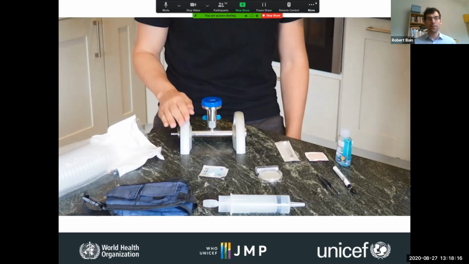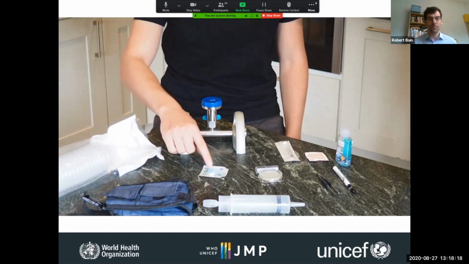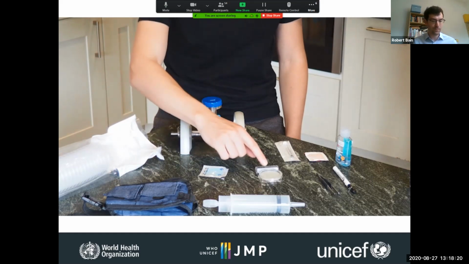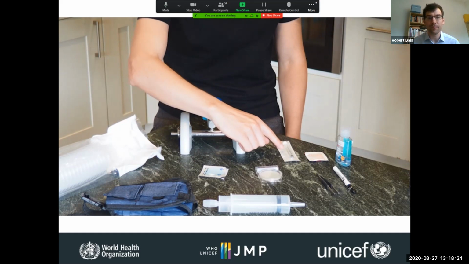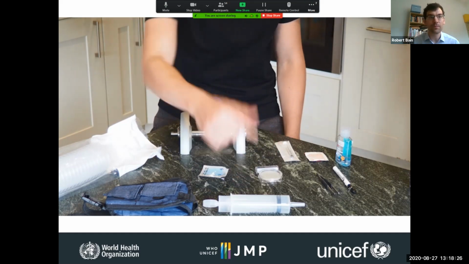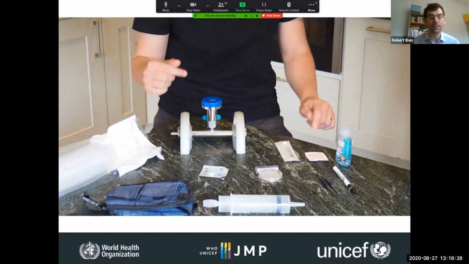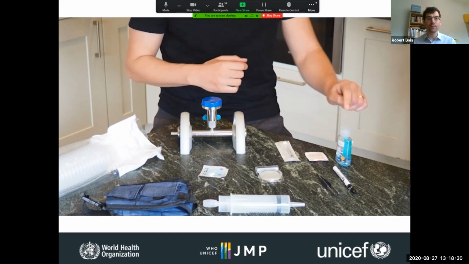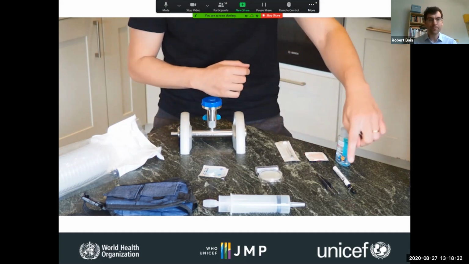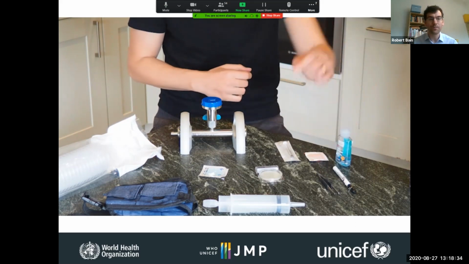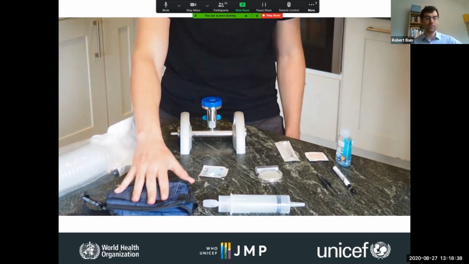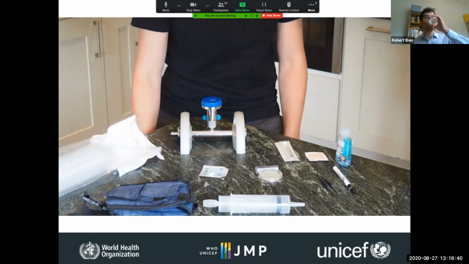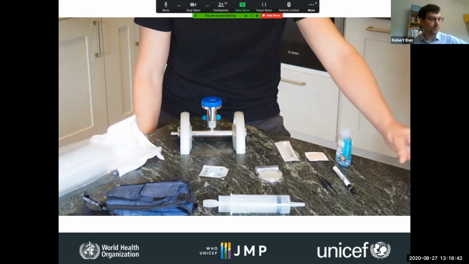First, we have a filtration unit with sterile funnels and a membrane. We've got a dehydrated nutrient plate, a small sterile syringe, a larger syringe to pull a vacuum through the filtration unit, an alcohol wipe, an alcohol sanitizer, a permanent marker pen, and some forceps. Lastly, we have the incubation belt, which is used to grow the E. coli colonies. So let's get started.